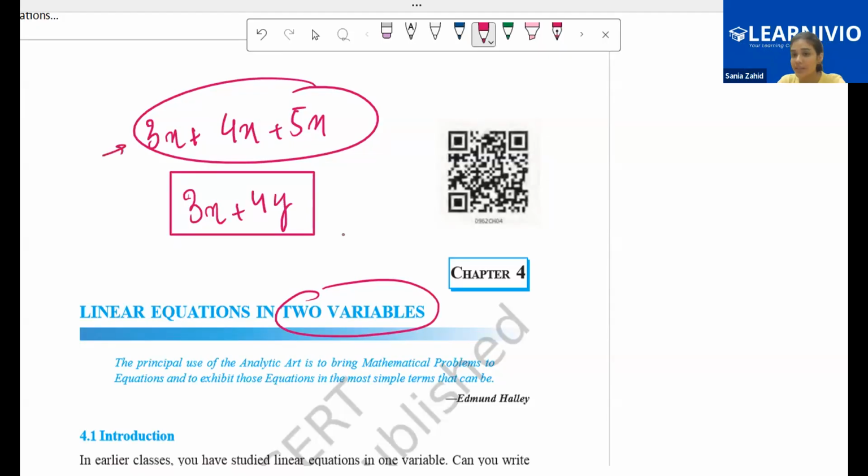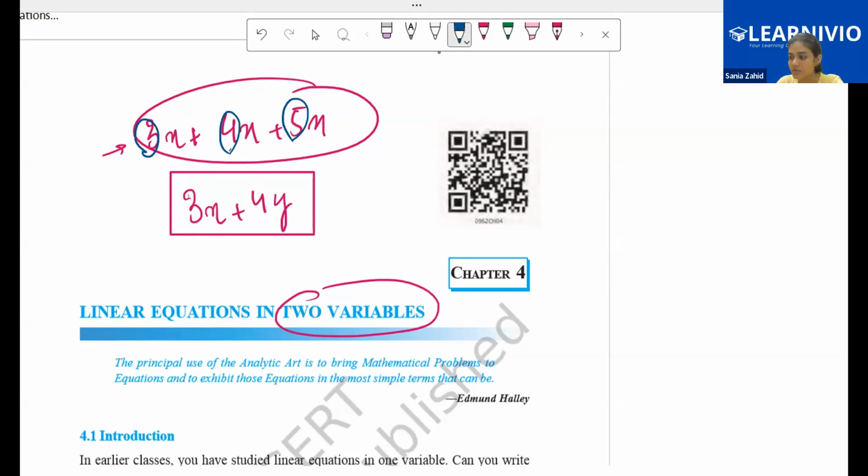The first one has x. And the variable beside m, that's also a variable. Are you talking about the coefficients like 3, 5, and 4? Are you talking about these terms 3, 4, and 5? No, I'm talking about the letter beside them.